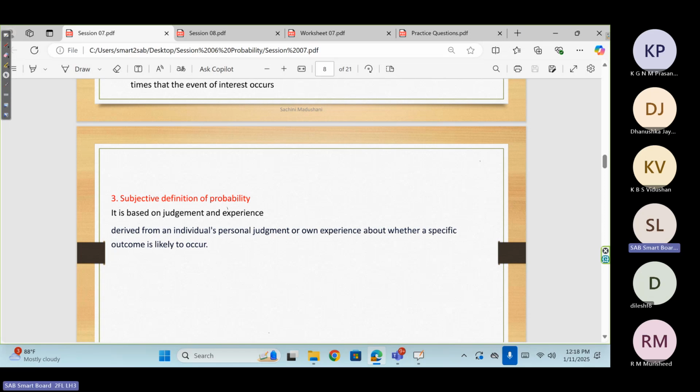Understood? The subjective approach means that it is derived from the individual's personal judgment or own experience. That probability value differs from person to person. It's clear? The other two, the classical approach and the relative frequency approach, always give the same answer. The first one is based on theory, the second one is based on the experimental side. It's clear? These are the three types of approach.